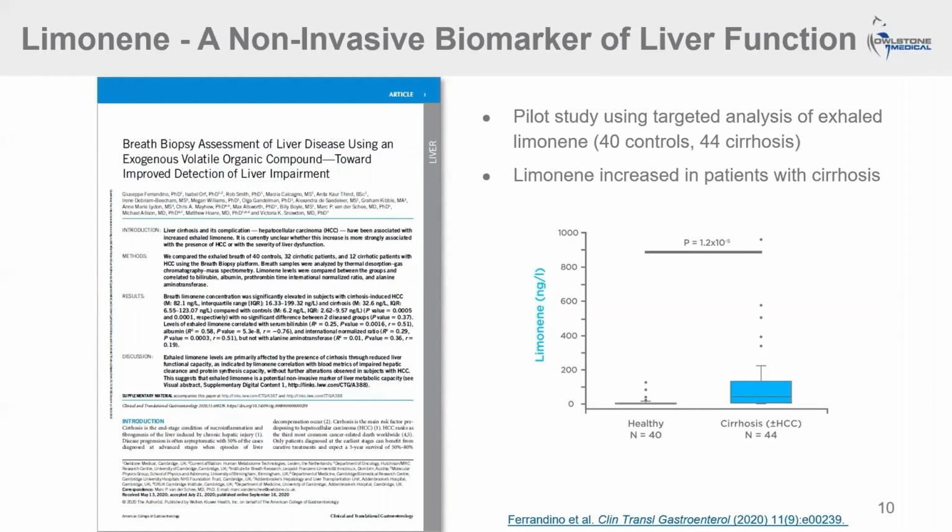The results from this pilot study were published this past fall, and I'll cover a few of the highlights from this paper today. First, we measured breath limonene collected from control subjects with no known liver disease and from patients with cirrhosis, both with and without hepatocellular carcinoma, or HCC. In the box plot, we see that patients with cirrhosis had significantly elevated levels of breath limonene compared to control, confirming data published by other researchers.